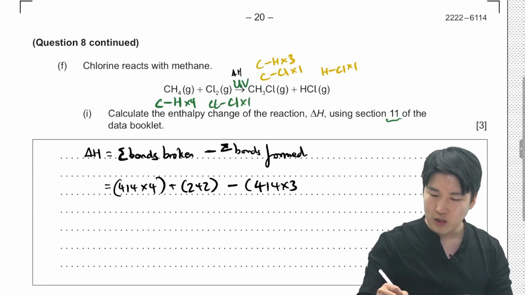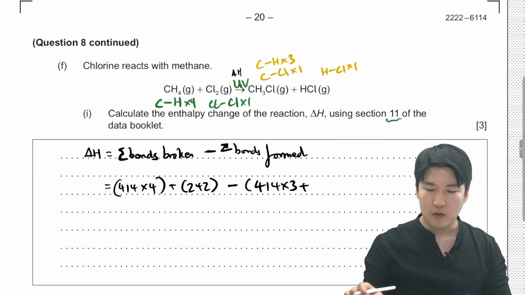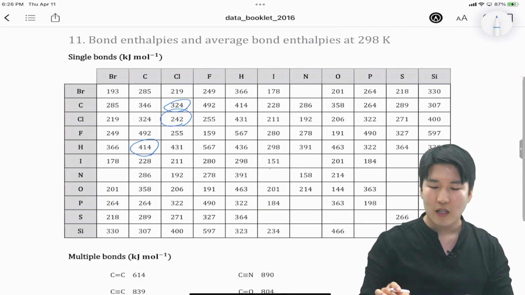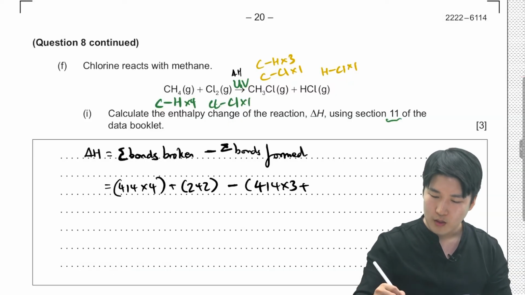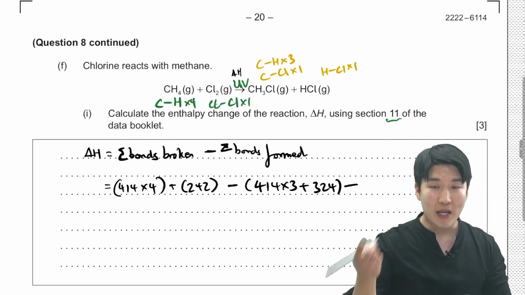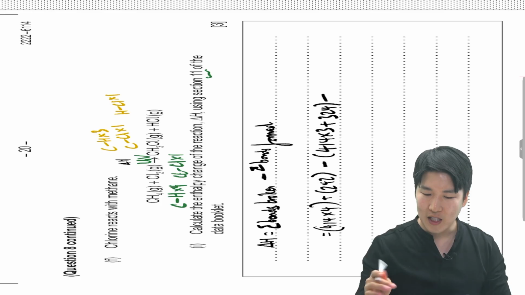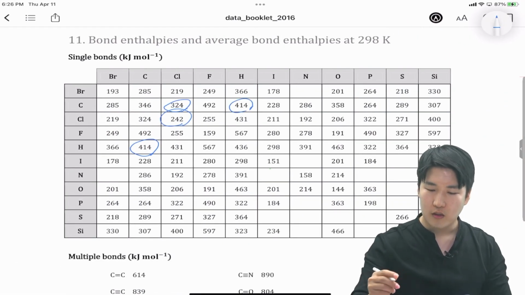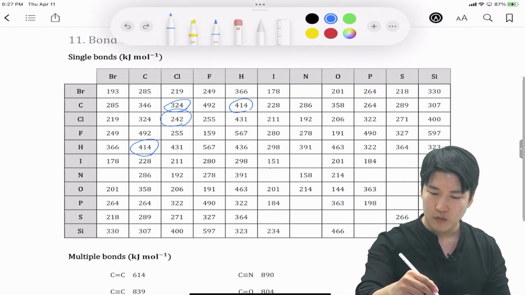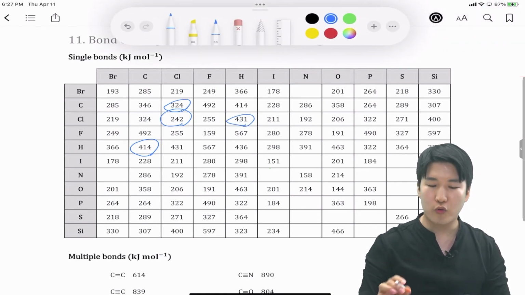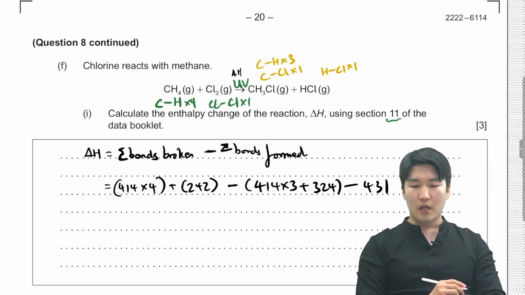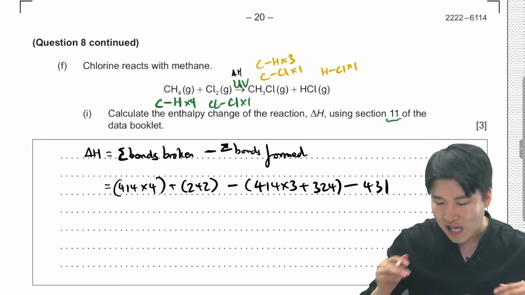414 times 3 plus C-Cl. What is the bond enthalpy for C-Cl? 324. And we need to take away again H-Cl. What is H-Cl? H-Cl is 431. Let's just make sure that we have counted correctly.